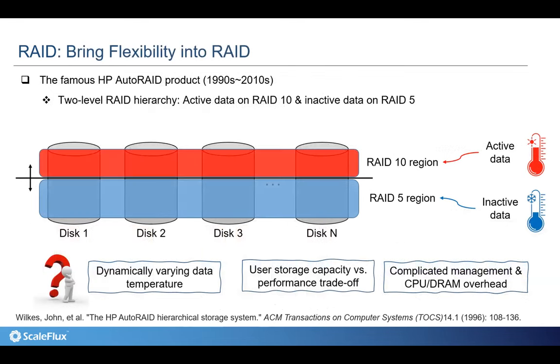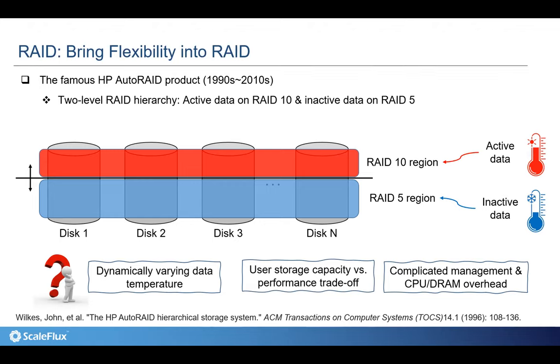In the last 90s, HP developed an AutoRAID product in which they divide the RAID hierarchy into two levels, RAID 5 and RAID 10. The RAID 5 region is used to store the inactive data, and the RAID 10 region is used to store the active data. We know that RAID 5 has better storage efficiency than RAID 10, but its performance is worse. So by dividing the RAID hierarchy into two levels, we want to obtain both the storage efficiency of RAID 5 and the performance efficiency of RAID 10.